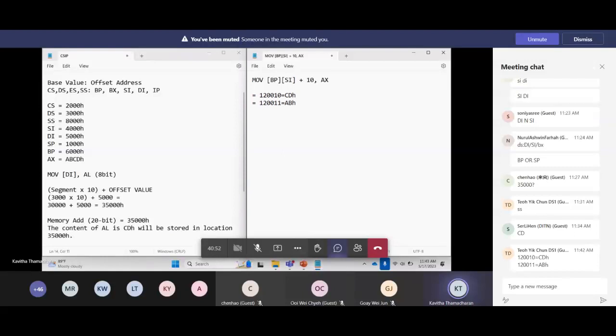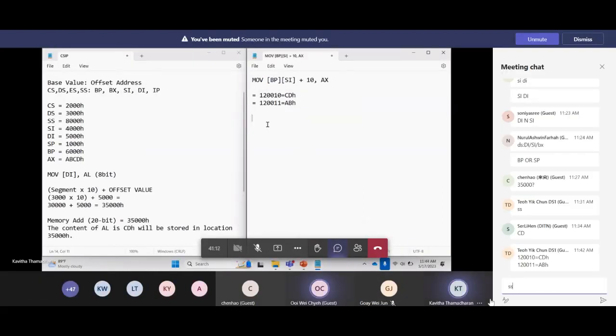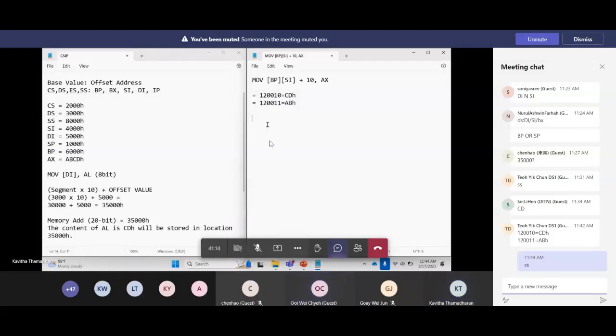Right, so for BP, can you tell me what is the segment that pairs with BP? Anyone? The segment that pairs with BP? 6,000. The stack segment, right? So it's actually the stack segment that pairs with BP.